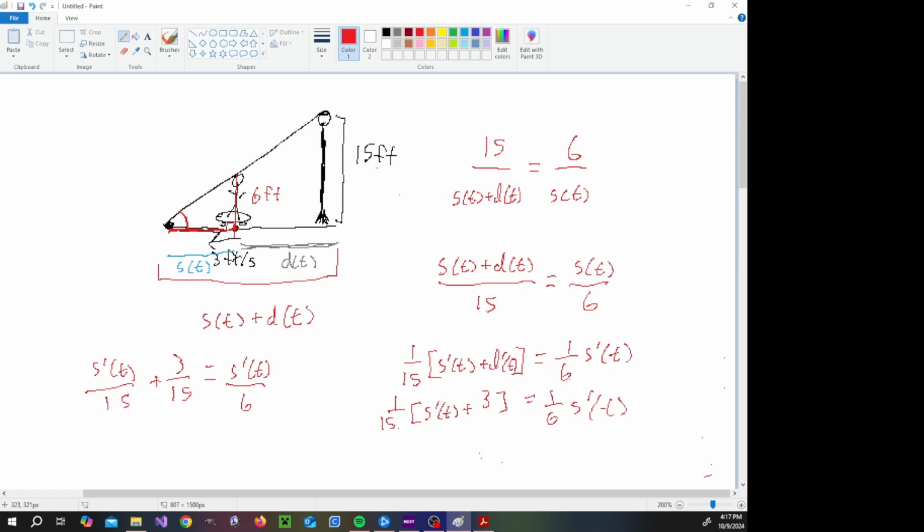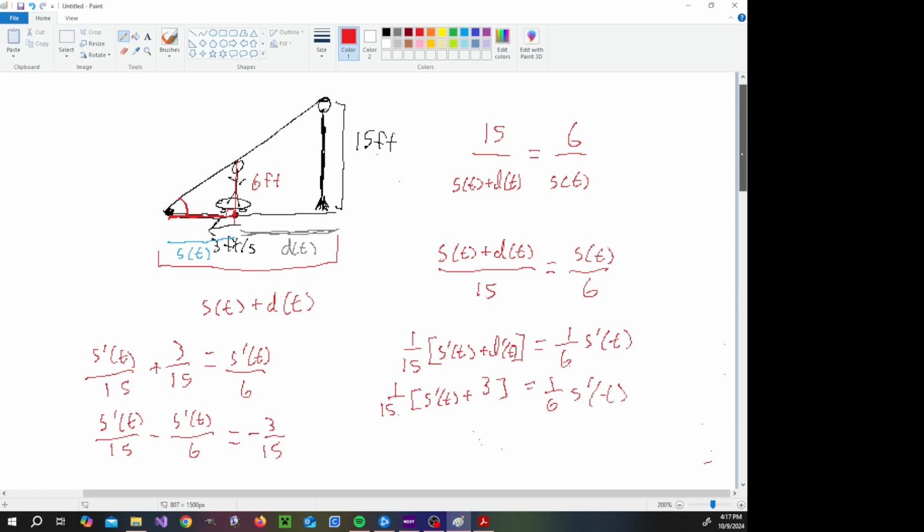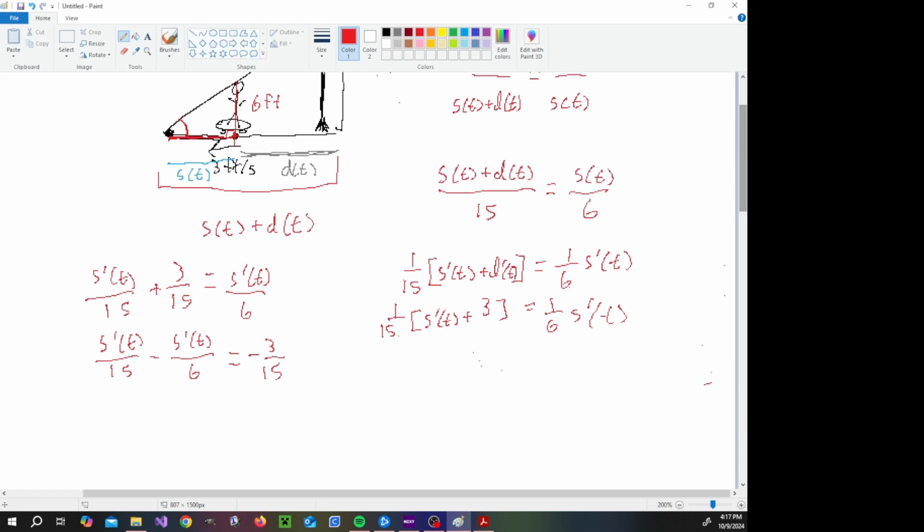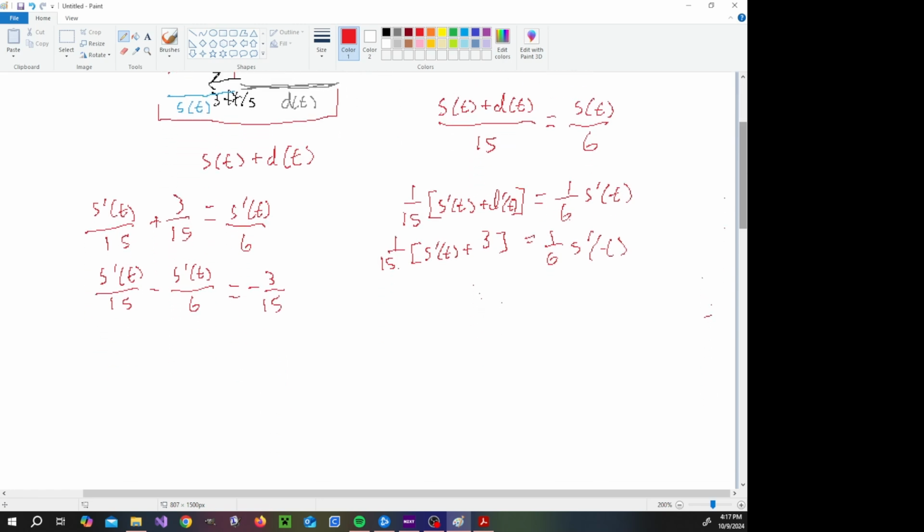Now we can move this 3 over 15 to one side. S prime of t over 15 minus s prime of t over 6 is equal to negative 3 over 15. So in order to add these, we need a common denominator. What's the least common denominator for 15 and 6?